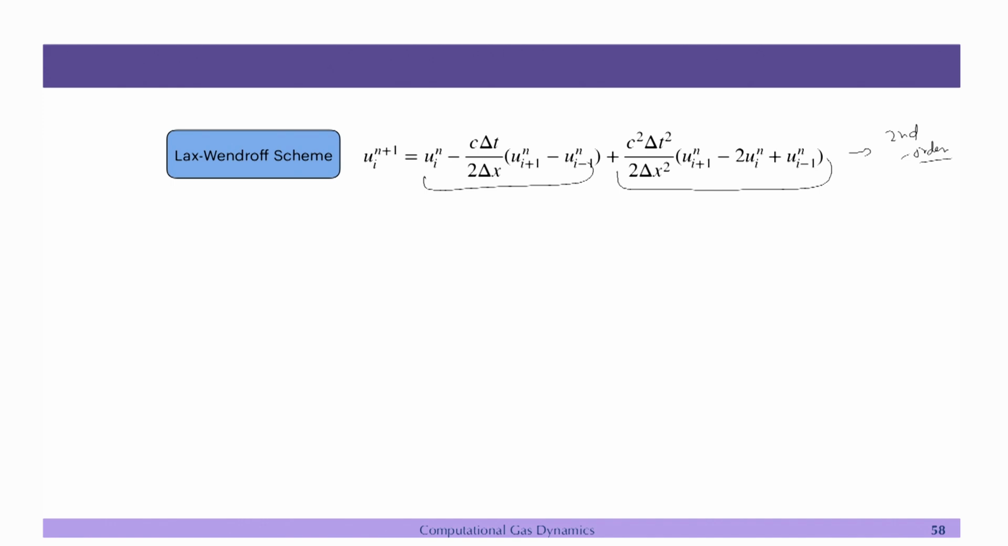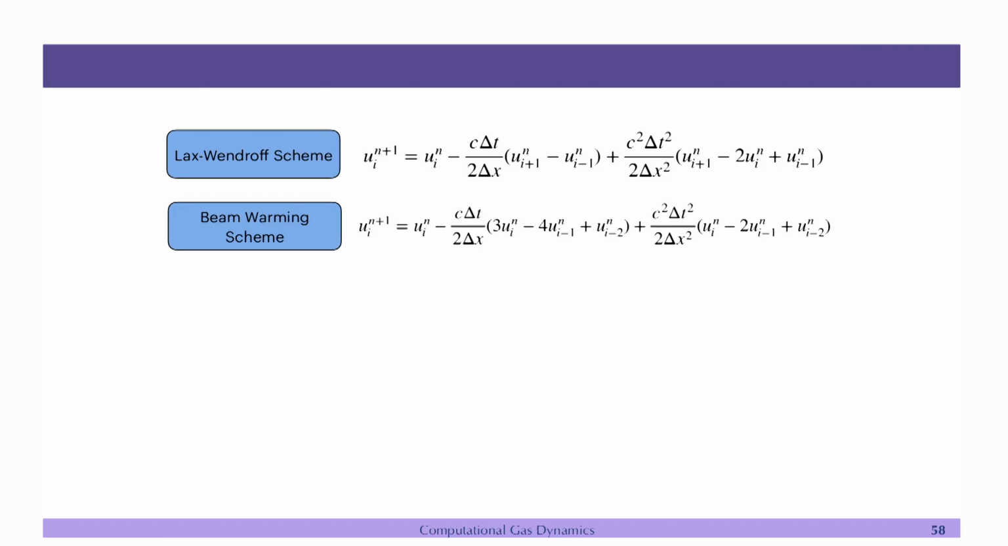Similarly, we had the Beam-Warming scheme also. So, this is a one sided scheme. So, you have i minus 1, i minus 2. Okay. So, pure upwind 3 stencil, i minus 1, i minus 2, and this was also second order.